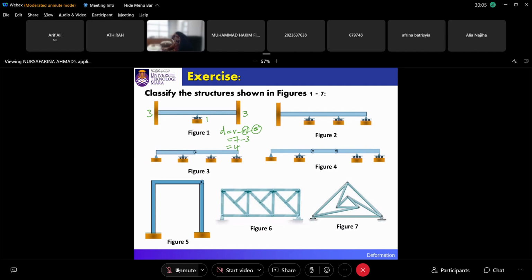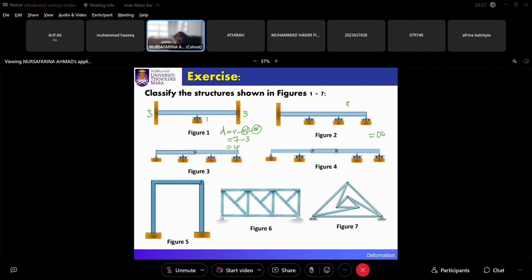Muhammad Haziq, number 2. Yes, I got D equal to 3. Good. So how did you determine the reaction? How many reactions do you have? 6. Good. So it is indeterminate. When it is more than zero, it means indeterminate. When it equals zero, it is determinate.